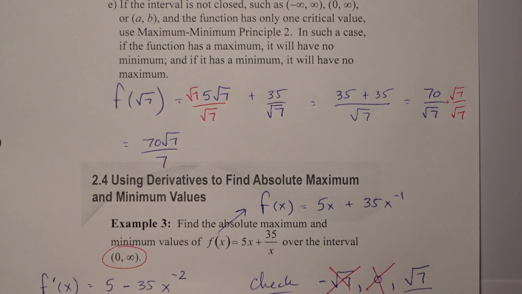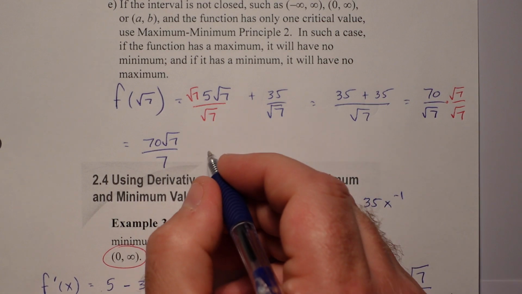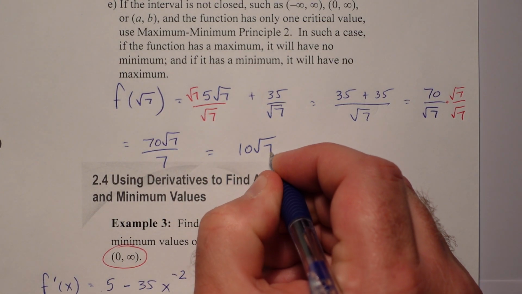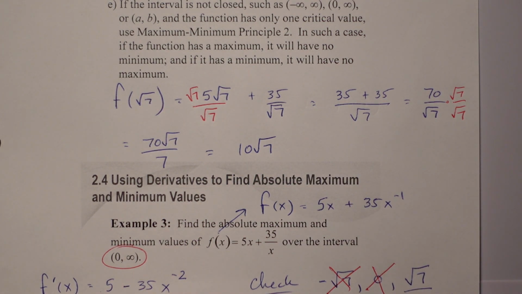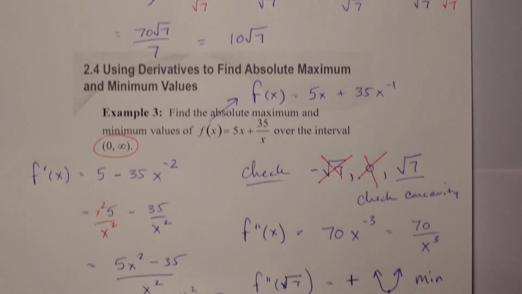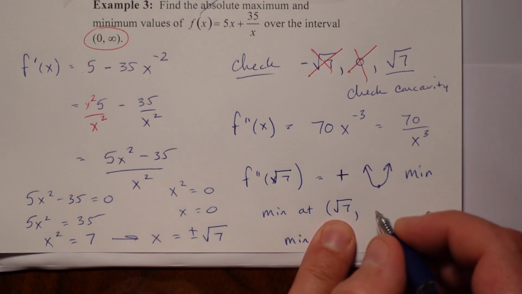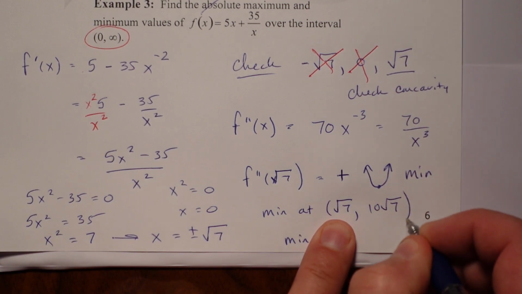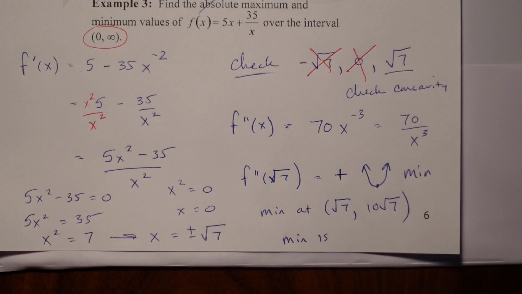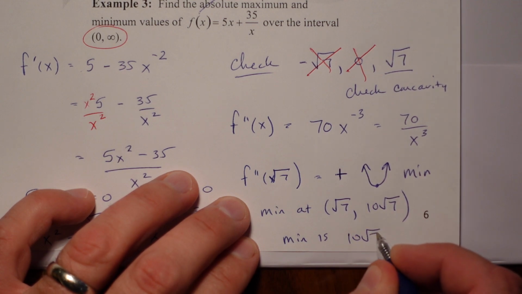And then we can reduce that fraction. 7 goes into 70 10 times. So 10 square root of 7 is our final y value. That's as reduced as it's going to get. So back down to the bottom here to express our final answer. The minimum is occurring at square root of 7, 10 square root of 7. The minimum actually is 10 square root of 7.